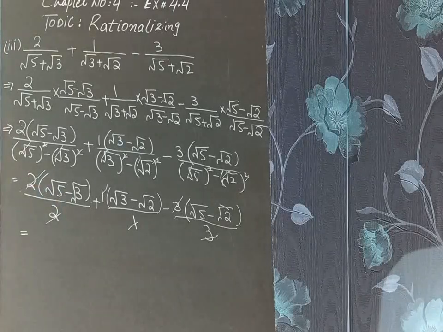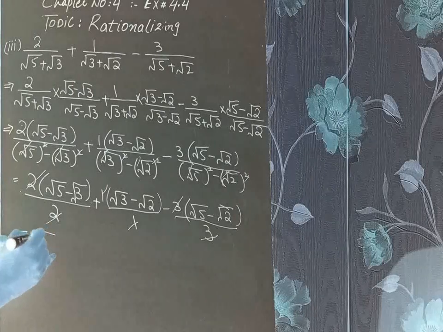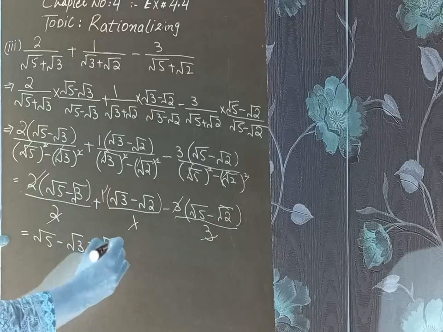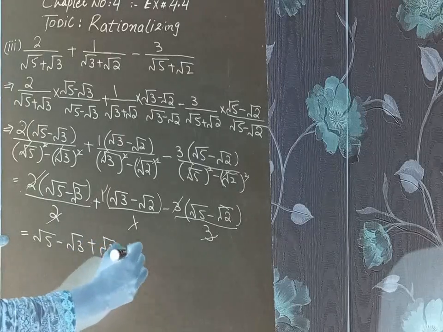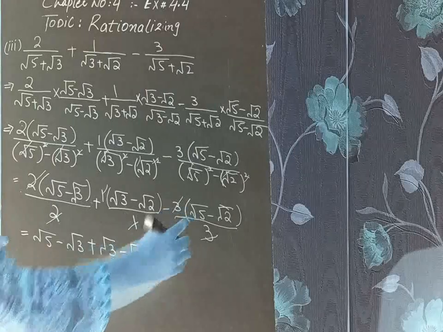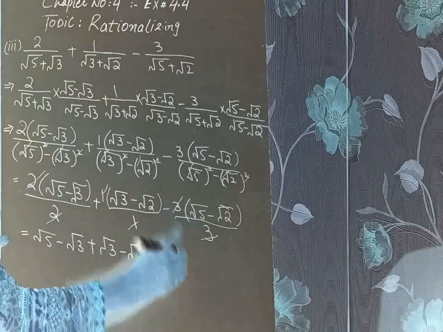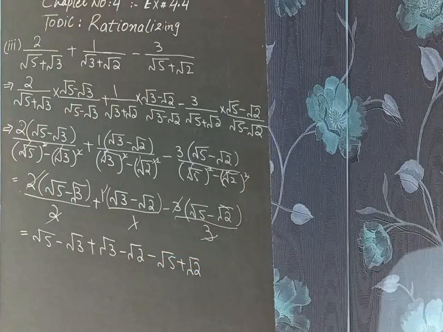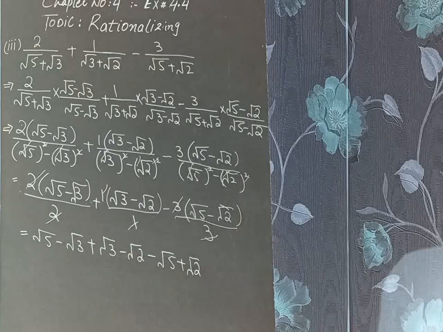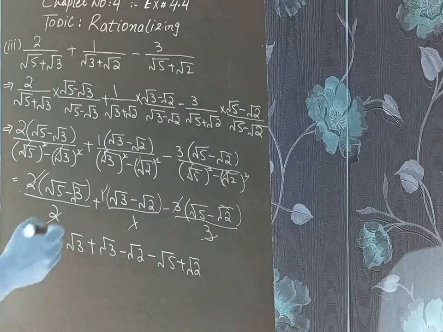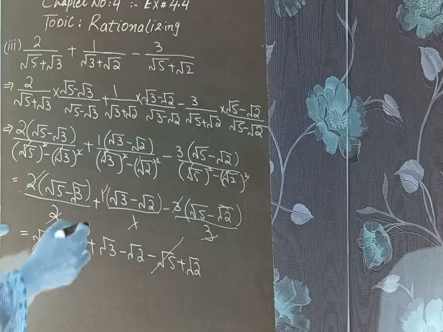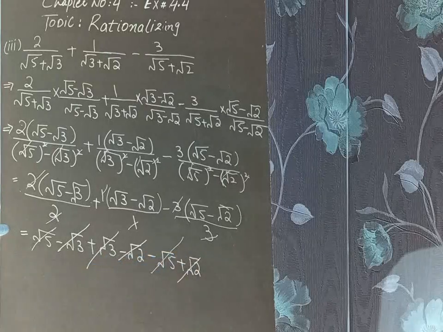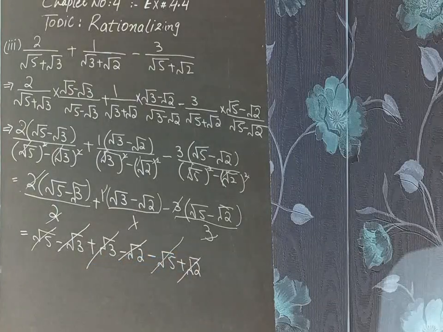Now we will simplify this. We will open the brackets. √5 minus √3 plus √3 minus √2. Here is minus √5, and minus minus will be plus √2. Now the like terms with opposite signs will be cancelled over here. Plus √5 minus √5 will be cancelled. Minus √3 plus √3 will be cancelled. Minus √2 and plus √2, that is also cancelled over here.